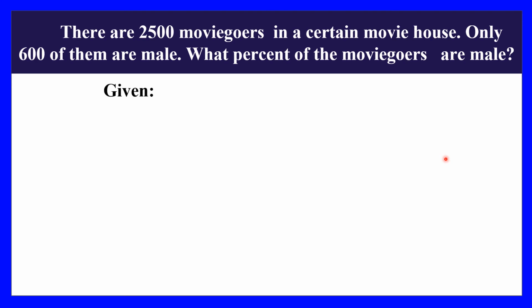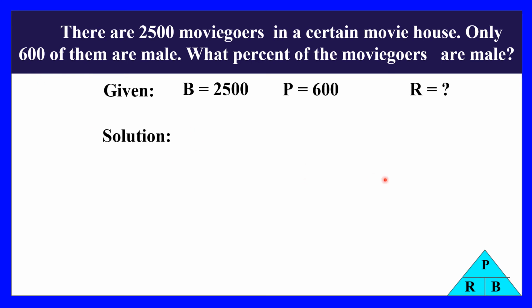So, given, we have, ito yung total moviegoers, 2,500. At ito yung percentage, yung part ng 2,500. So, 600 lang, di ba? And they are the male. So, 600. Ang nawala natin dito is the rate. Solution. Gamit ang Techan's method again. Okay? Since nawala ang rate, okay, so ayan.